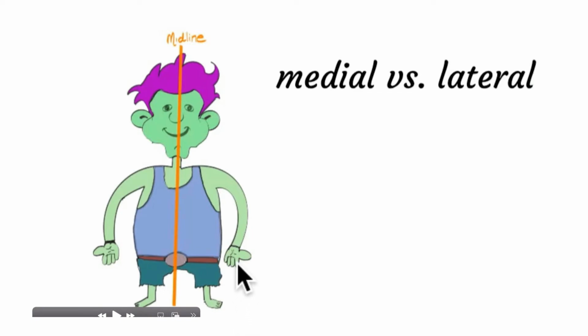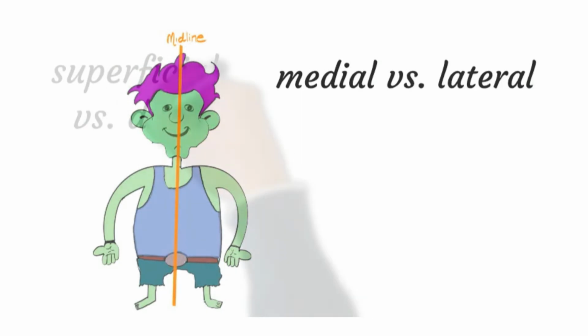The index finger is medial to the thumb, meaning the index finger is closer to the midline than the thumb is. But the index finger is lateral to the pinky finger or the little finger because the index finger is further away from the midline. Medial is closer to the midline, lateral is further away from the midline. And once again, these are relative terms. It makes no sense to say the right foot is lateral. You have to relate it to another part of the body or organ or structure.